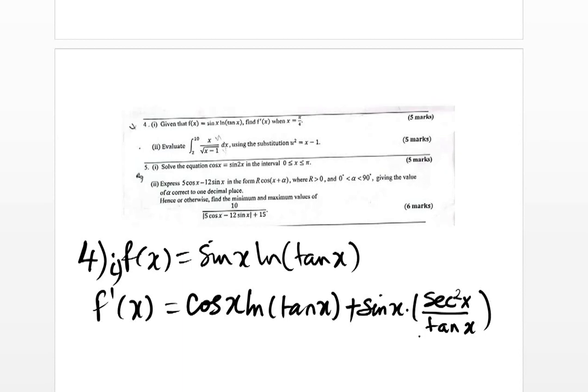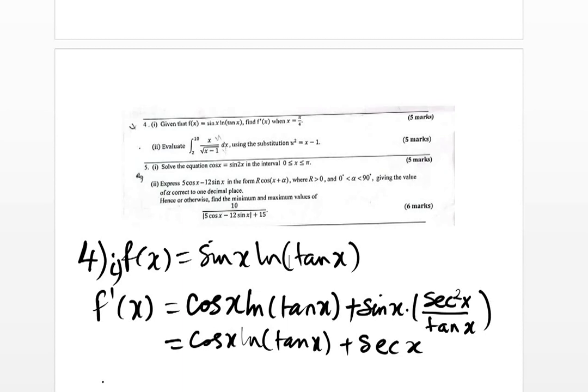Now, having done that, we can equally simplify this to give us cos x ln tan x plus secant squared over tan x. Secant squared means 1 over cos squared, and when we simplify that again, it gives us sec x here. Is that okay?